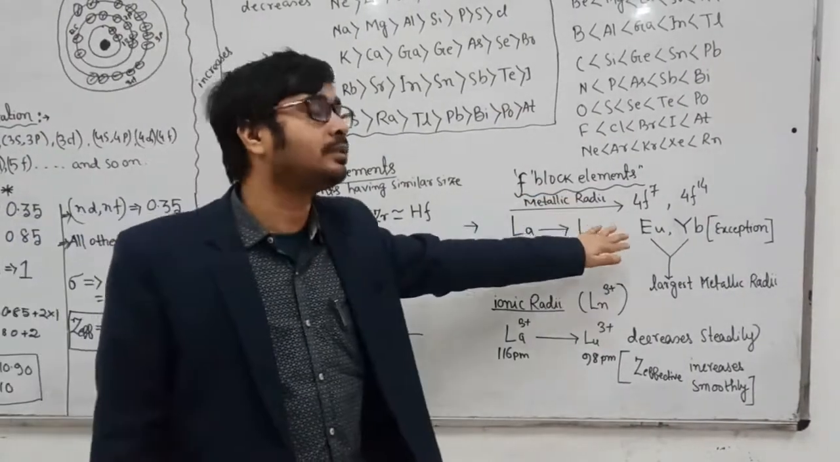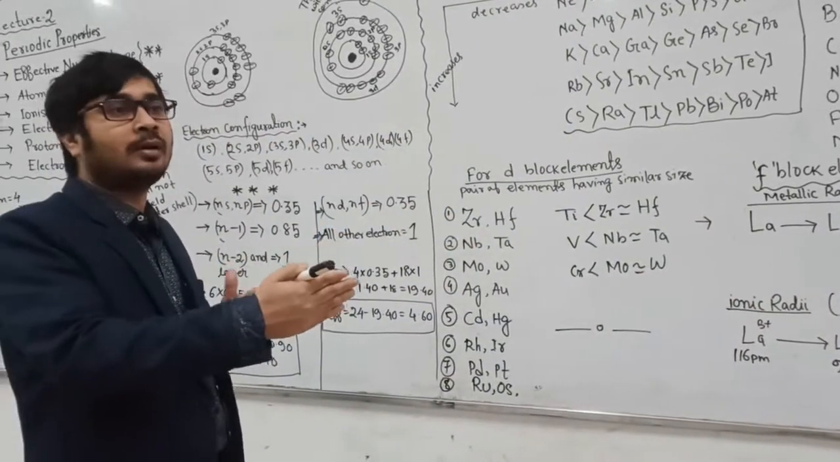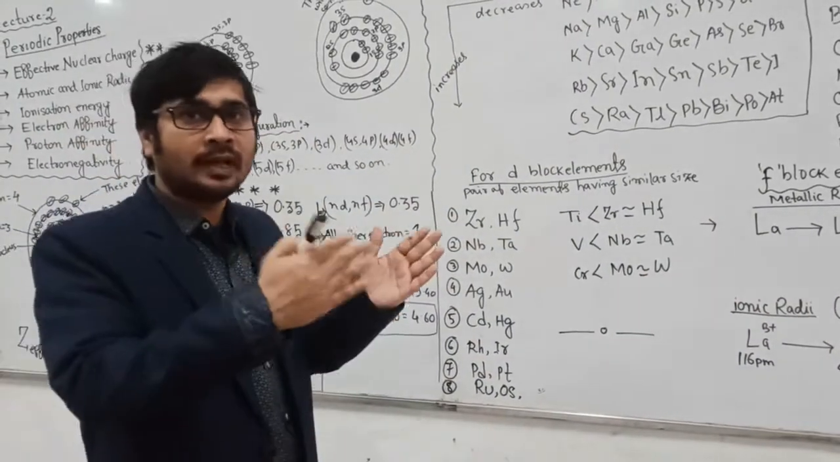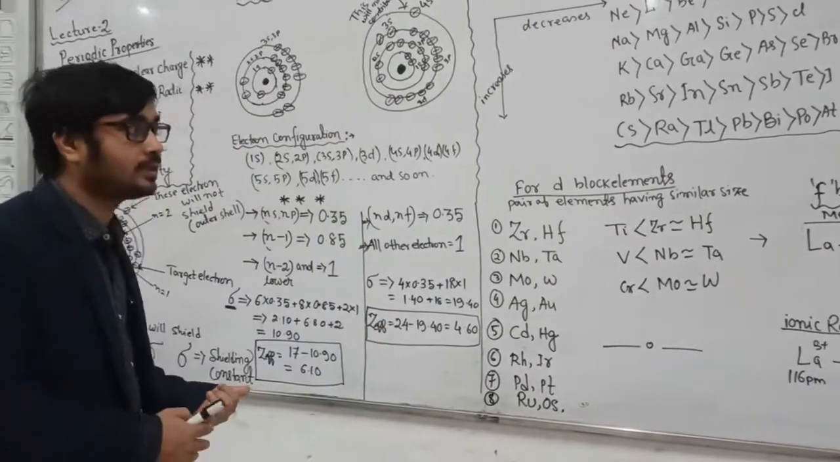Now why this happens, again I will discuss in detail during f block elements, because there you need to understand the radial probability functions of s, p, d and f orbitals. That is beyond the scope of today's discussion.